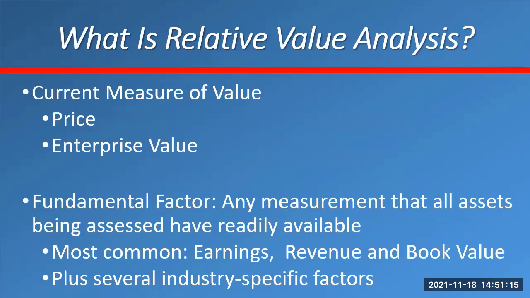So your current measures of value are either price or enterprise value. Enterprise value is essentially the market value of the firm plus all of its debt, and then you can subtract out the cash. But essentially, price is just stockholders, which is really, really important. Price is just stockholders. Enterprise value is stockholders and the bondholders. It's everybody that owns the company.